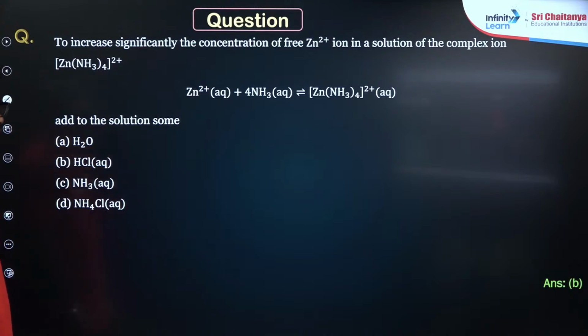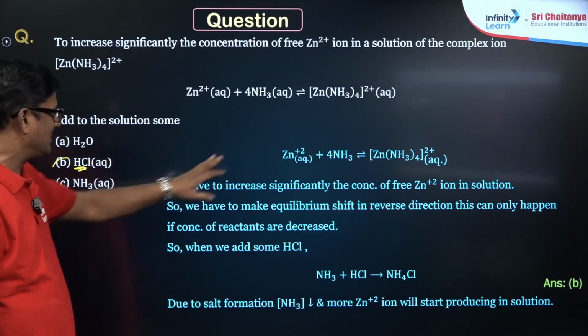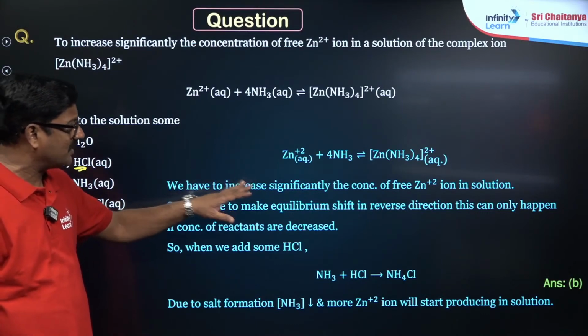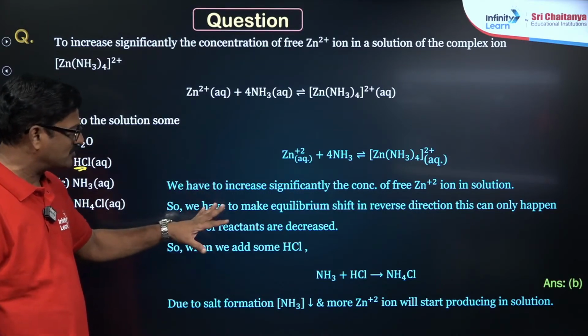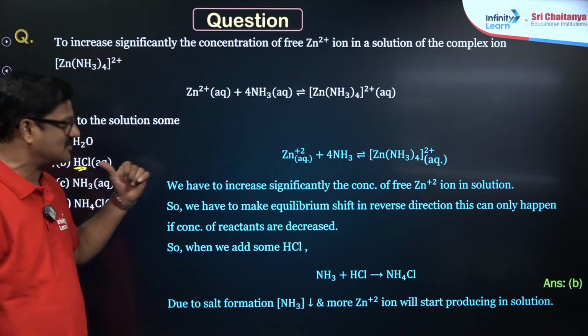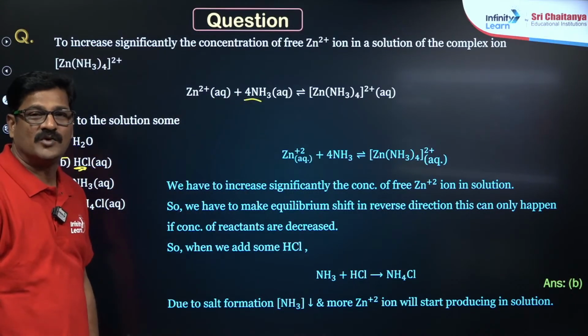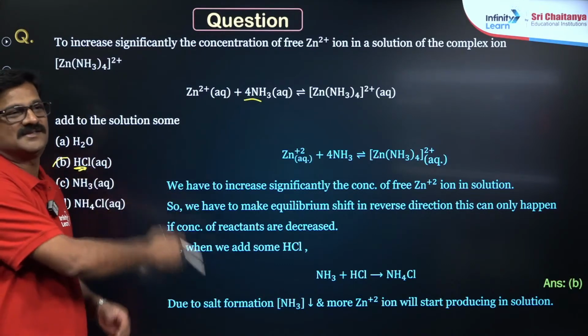You are going to get a little bit of HCl added. If a little HCl is added, you are going to see that you have to significantly increase the concentration of free zinc 2 plus. For that, ionization is required. So you have to make the equilibrium shift in the reverse direction. This can happen only if you consume ammonia. So to consume ammonia, you have to add HCl to that.